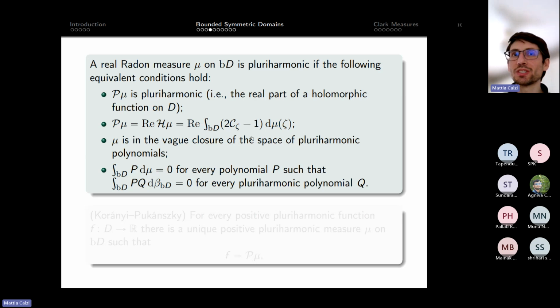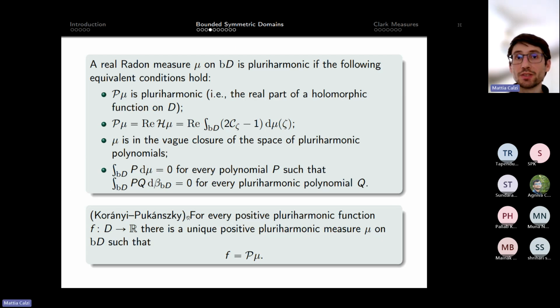This object here is always a holomorphic function, but it is in general not related to this object here, unless the measure is pluriharmonic. And this is also equivalent to the fact that mu is in the vague or weak closure of the space of pluriharmonic polynomials, so real parts of holomorphic polynomials. And this is also equivalent to saying that it is orthogonal to every pluriharmonic polynomial, so a biorthogonality principle.